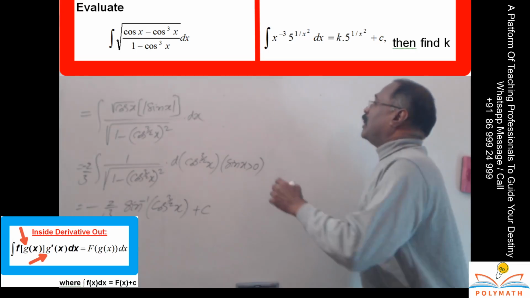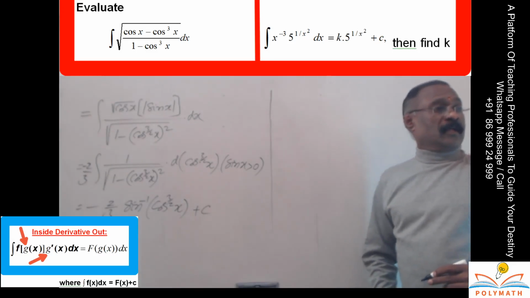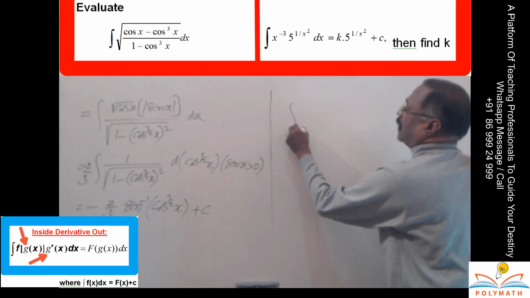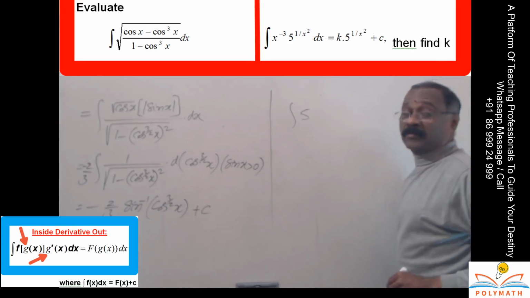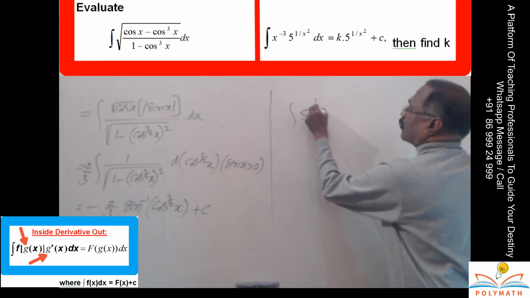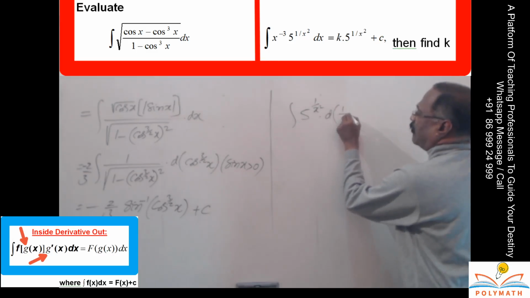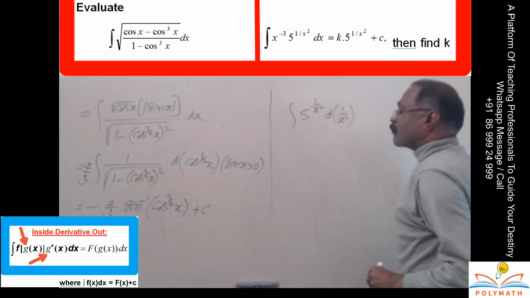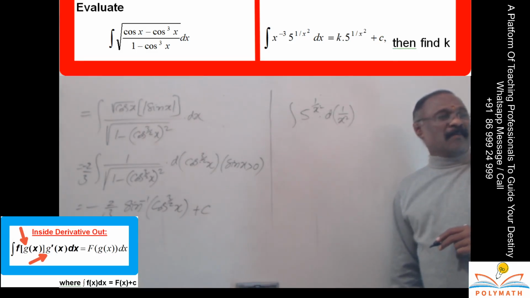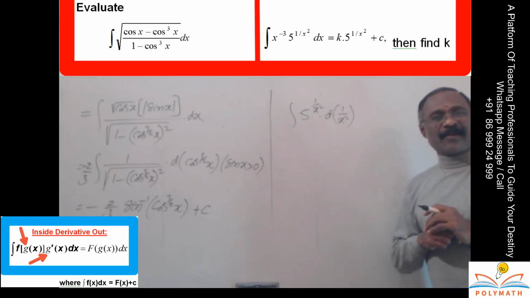Coming to the next one. It is still simple. Integral of x power minus 3 into 5 power 1 by x square. What I am doing is writing it as the derivative of 1 by x square. What is the derivative of 1 by x square? Minus 2 by x cube.